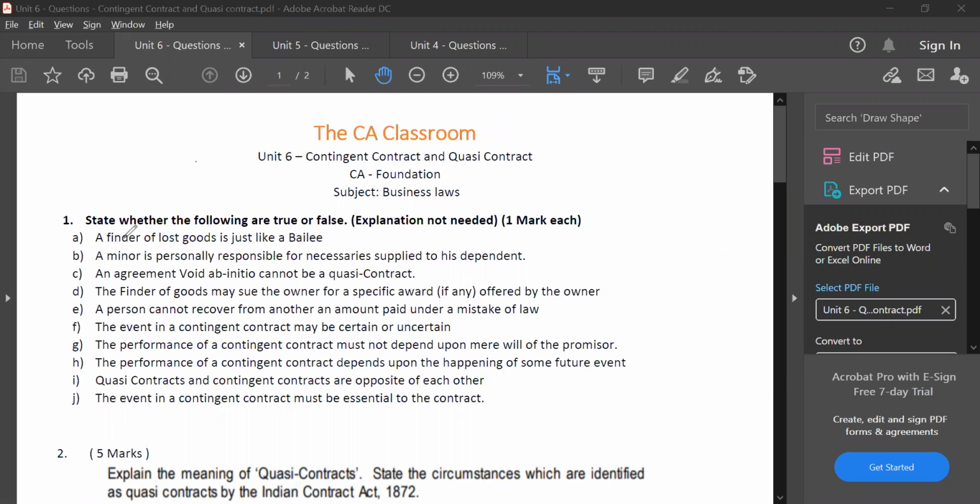A finder of lost goods is just like a bailee. Answer: true. Yeah, it is true. Finder of lost goods is just like a bailee. Who is a bailer and who is a bailee? In depth.